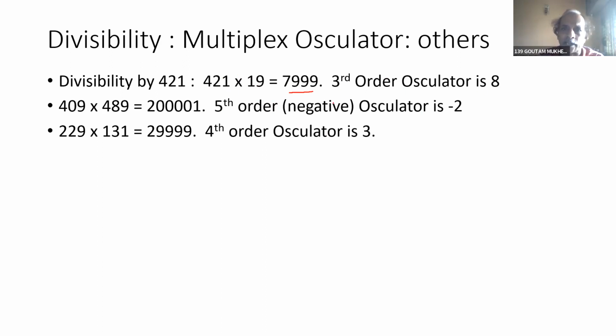So the third order oscillator is 8 in case of 421 also. It was for 7999, but all the factors of 7999 will also have the same oscillator, provided a smaller one is not there. Even if a smaller one is there, 8 will remain as an oscillator. So similarly here, 2 lakh 1. In case of 409 as well as 489, the fifth order oscillator is -2 because they are factors of this number 200001.